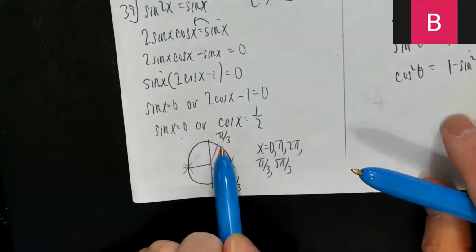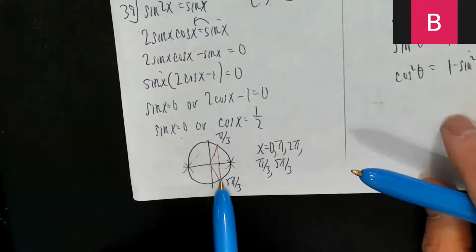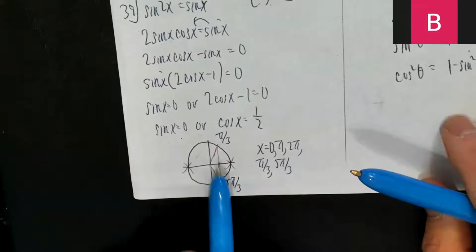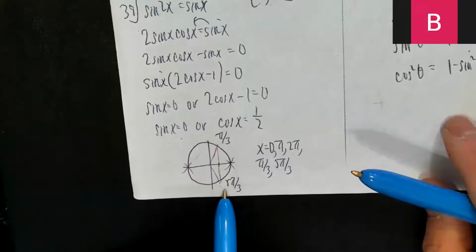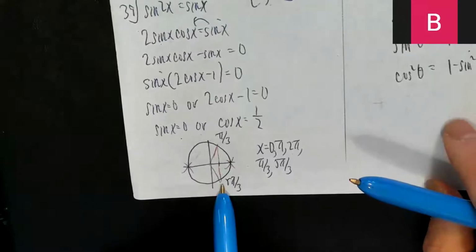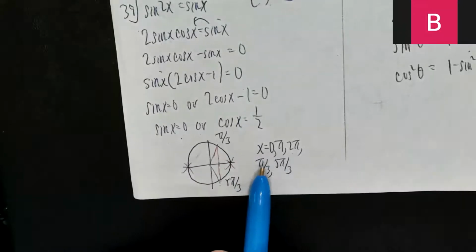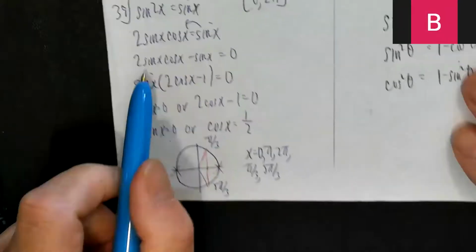And then I also have pi over 3, and this angle over here would be 5 pi over 3. Pi over 3 is 60 degrees. This is 300 degrees, 5 pi over 3. So here are my five angles that make this a true statement.